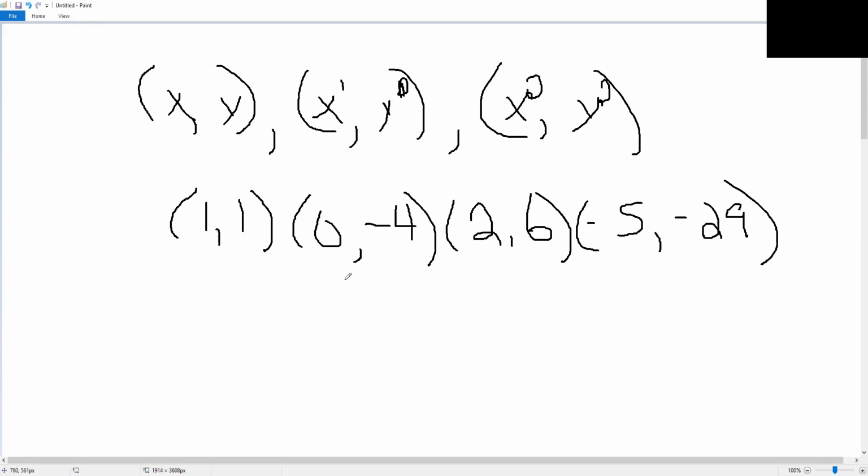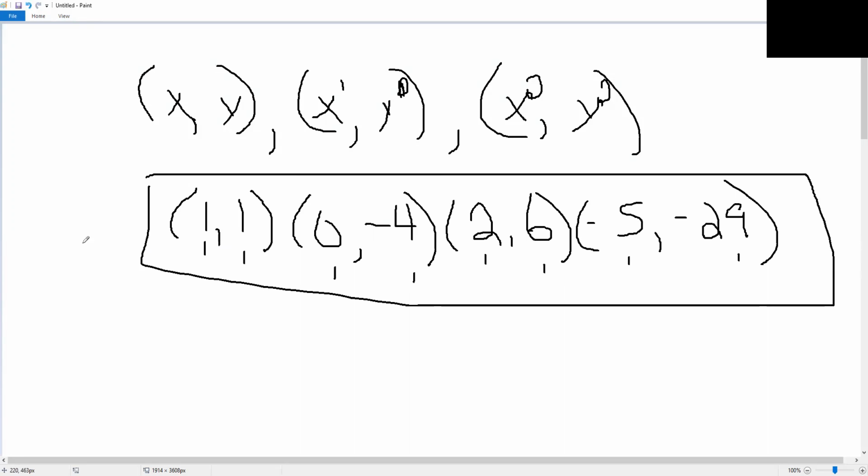So basically, each X value, these here, are different. None of them match. And each Y value is different. None of them match. So this could be a function. And we could write it as a function. Okay. The next one is the vertical line test.